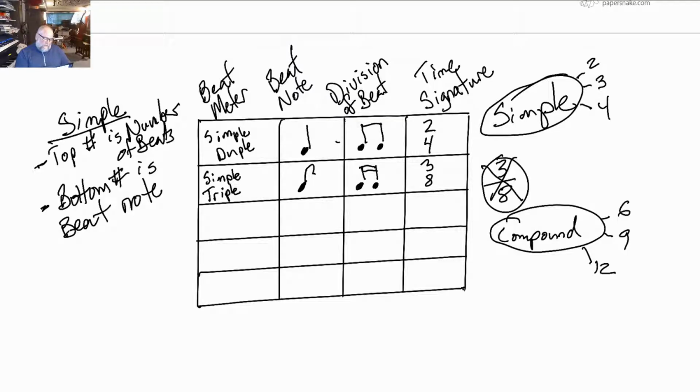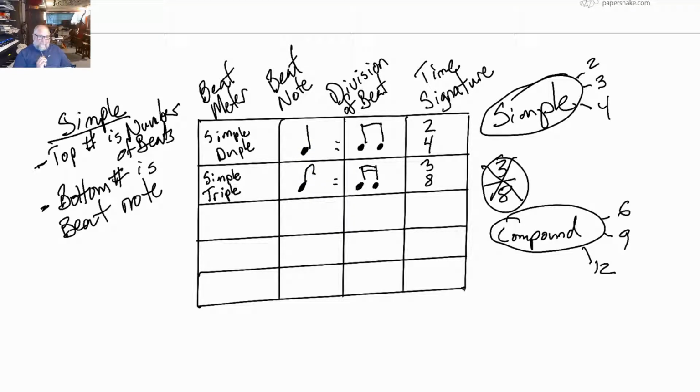Notice that the beat note and the division of the beat are equal in terms of their amount of rhythmic space they use up. There are 2 8th notes in a quarter note. There are 2 16th notes in an 8th note. So we're showing a full beat's worth of stuff in the division, and we're showing a full beat's worth of stuff in the beat note.